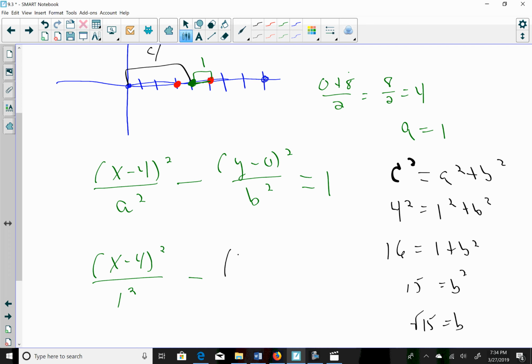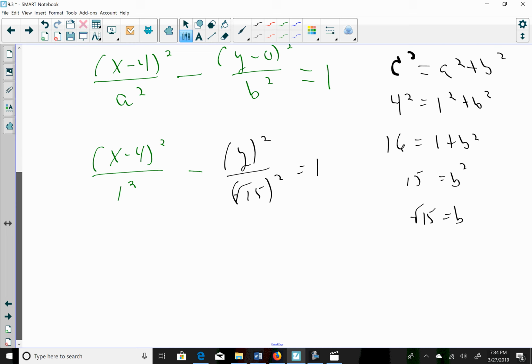So now I can write, I'm just going to write y squared because minus 0, I don't need to write that. Square root of 15 squared is equal to 1. So my final equation in standard form is going to be x minus 4 squared over 1 minus y squared over 15, and that's going to be equal to 1. Okay, let's try another one.